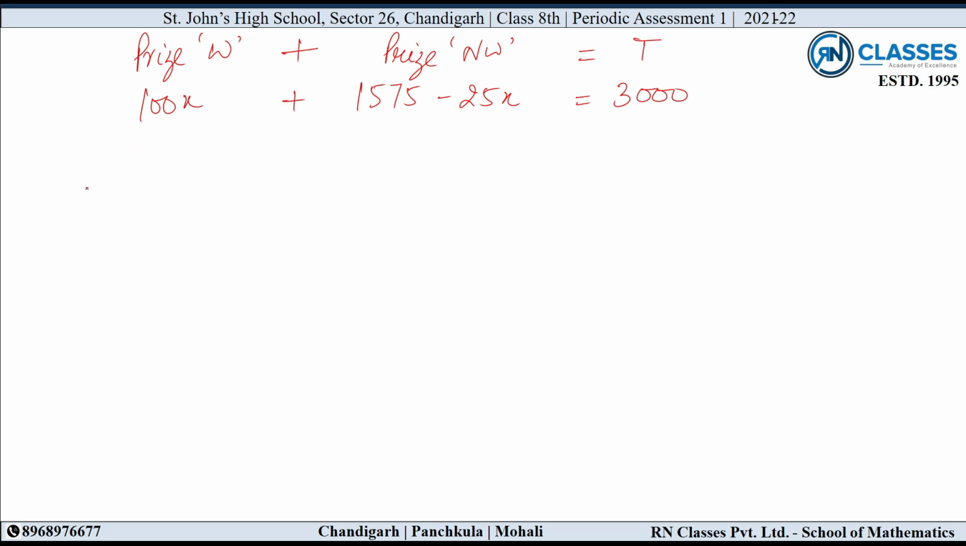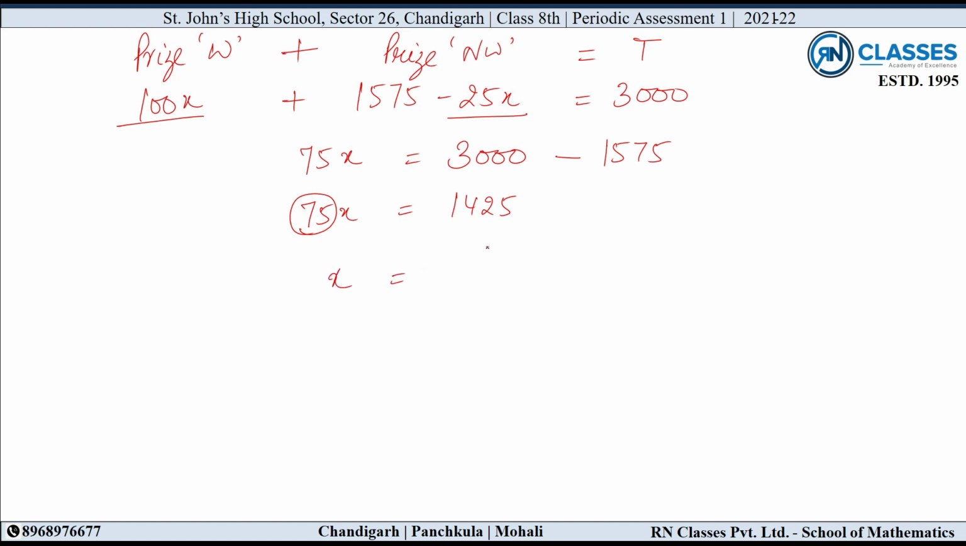X terms should be on the left hand side and all the numbers on the right hand side. So it would come out to be 100x minus 25x is 75x. Now, 3000 minus 1575: 1575 was positive on the left hand side, so it would be negative on the right hand side. So 75x is equal to how much? 1425. 3000 minus 1575 is 1425. 75 is multiplied on the left hand side. If it goes to the right hand side, it would be in division. So 1425 divided by 75. 75 into 19 times. I got x.